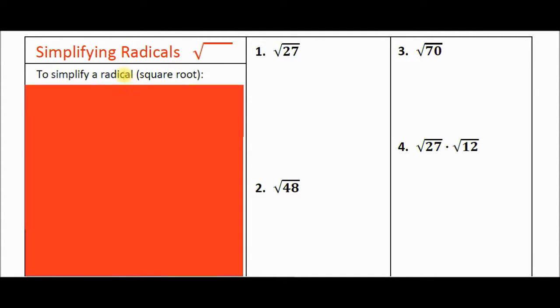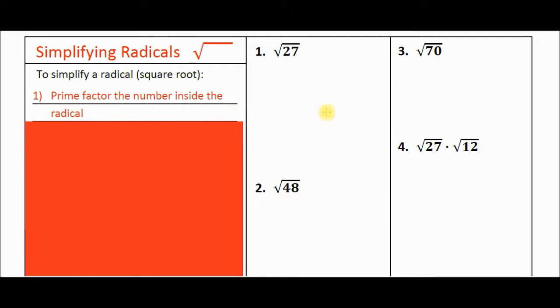Let's go through the steps of simplifying a radical or a square root. The first step, step number 1, is to prime factor the number inside the radical. Prime factor the number inside the radical. Now, if you need to pause the video to write this down, if I move too quickly, you can go ahead and pause it to make sure you get that written down exactly. There's the first step, as we did in our notes. Prime factor the number inside the radical.